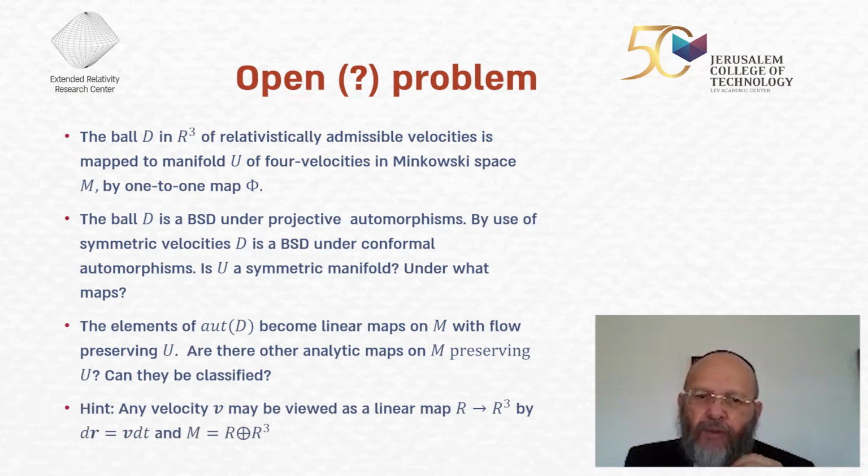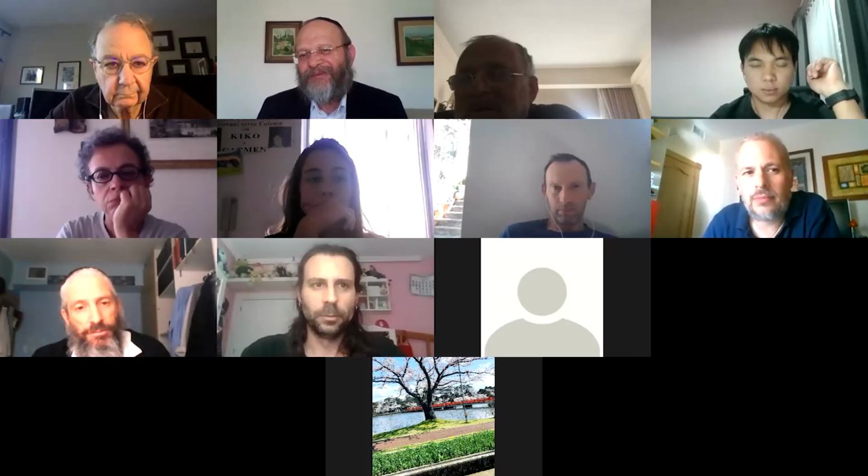Now, maybe ideas from bounded symmetric domains can be used, where if you have a domain with a nonlinear map, we have a way to linearize them. For instance, the velocity that we discussed can be considered as a linear map from R to R3 by dr equals v dt. And this can be embedded into Minkowski space, which is R plus R3. And maybe going through this procedure, you'll be able to solve the problem.